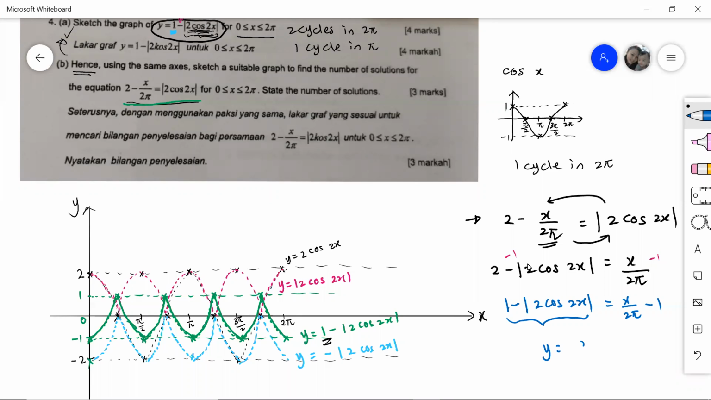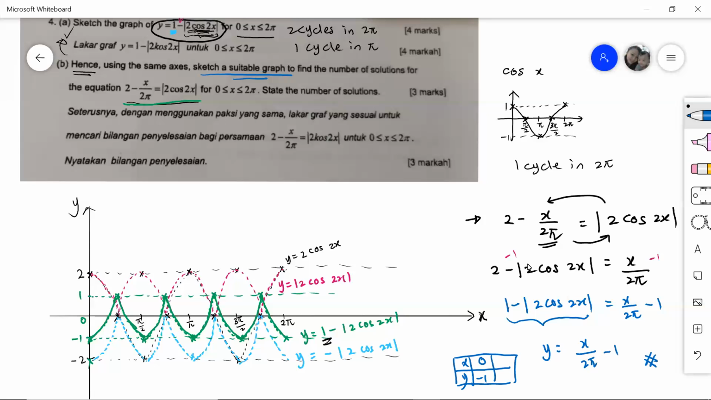So what we need to do is draw the straight line y equals x over 2 pi minus 1. We need to show this because they say using the same axis, sketch a suitable graph. What does suitable graph mean? We have to work out until we get a straight line. It's always a straight line. Now, how do we sketch this straight line? You can use the plotting method. Put x here, y here. For x, we just put 0, pi and 2 pi. When x is 0, y becomes negative 1.